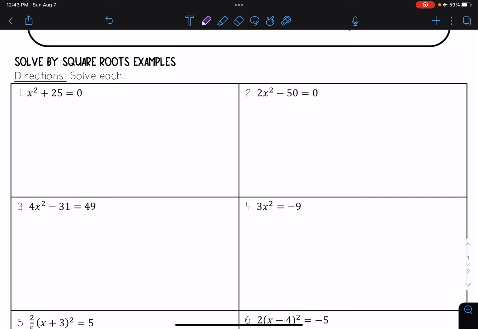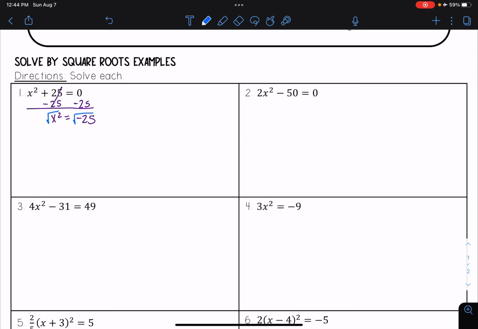Okay, so let's go through some examples. We're going to solve each. The first step I want to do when solving this is to isolate my x squared term. So here I have x squared plus 25 equals 0. To isolate the x squared, I need to subtract 25 from both sides. And so I get x squared is equal to negative 25. And then I'm going to take the square root of both sides.